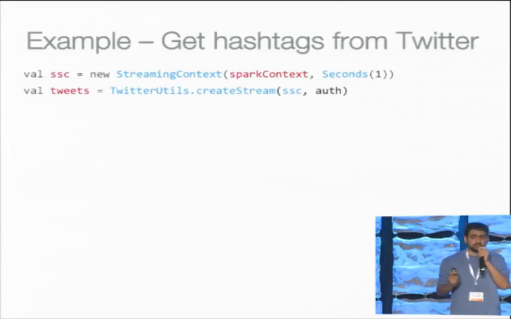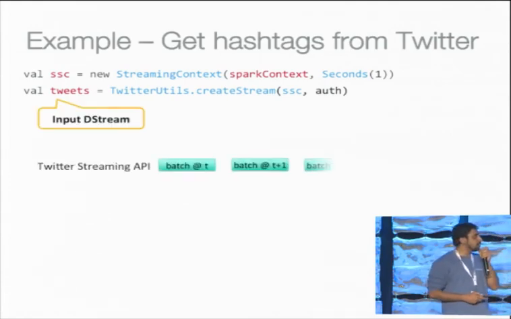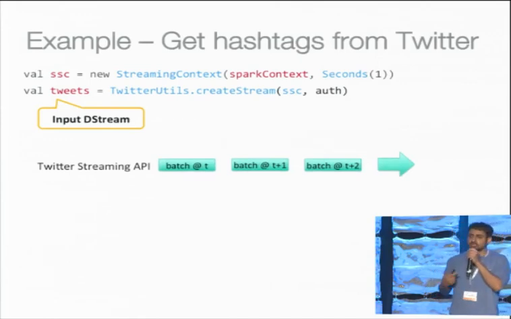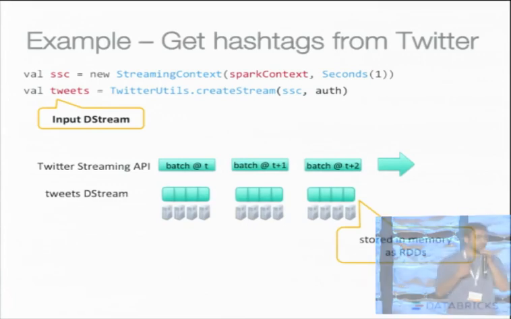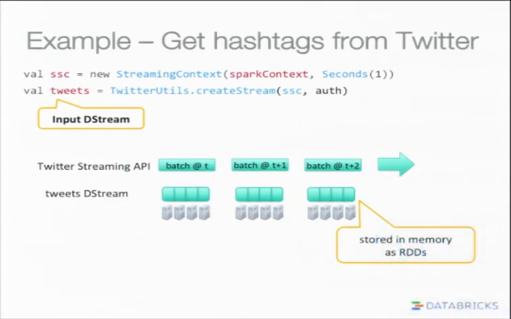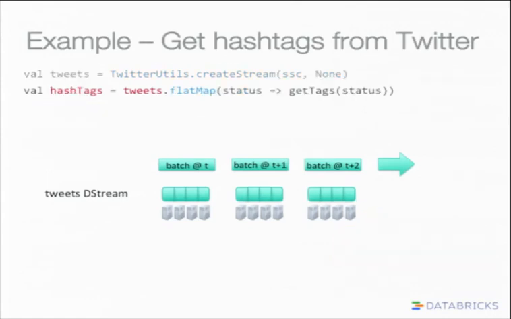Once you create a streaming context, that gives you access to a library of utilities that allow you to create new input streams from different sources. In this case, since I want to get the hashtags from Twitter, we're going to use the Twitter utility to create a Twitter DStream, which essentially creates a new input DStream. What happens underneath is that as data is received from the Twitter streaming API, the data is chunked into batches, and the batches of data are stored in Spark's workers' memory as RDDs.